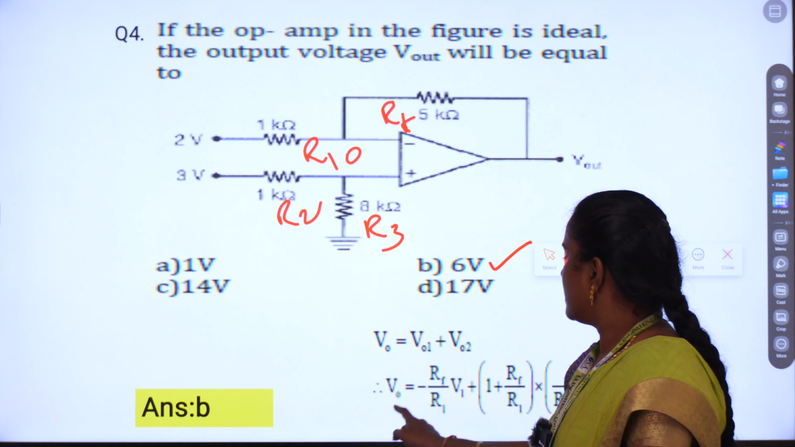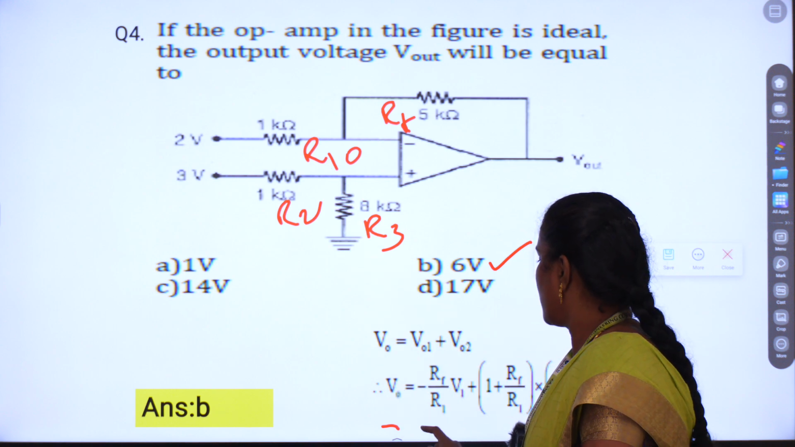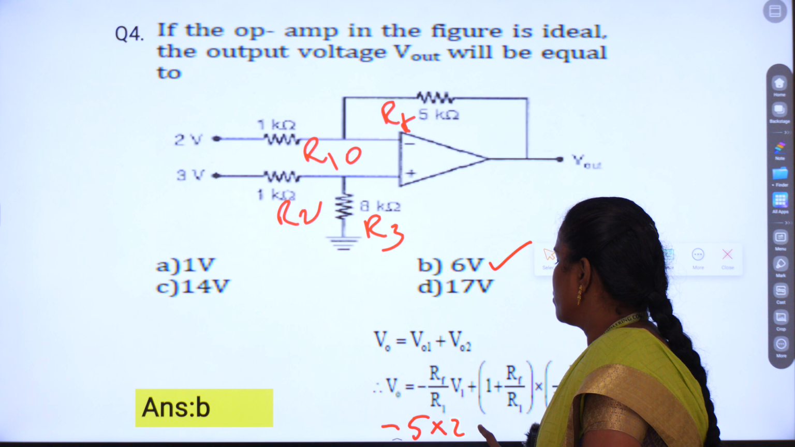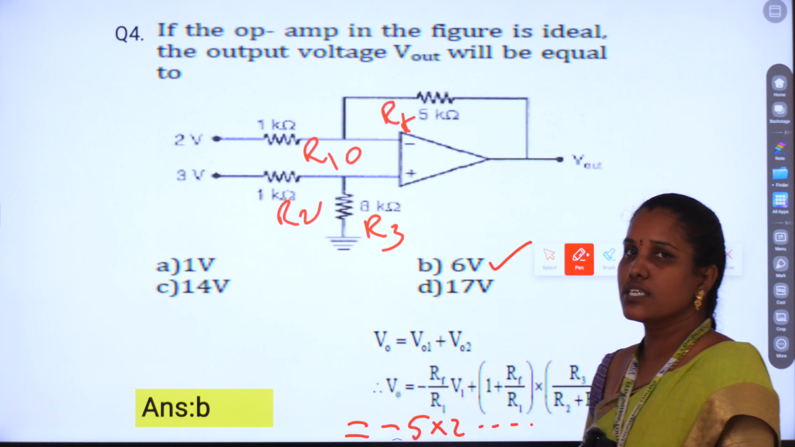Minus Rf by R1, 5K divided by 1K, that is 5, into 2 volts. So you can go through these cases. We can get the answer B only, 6 volts.